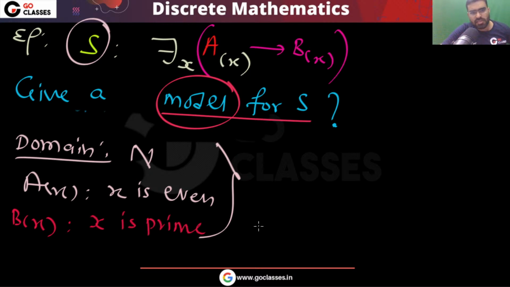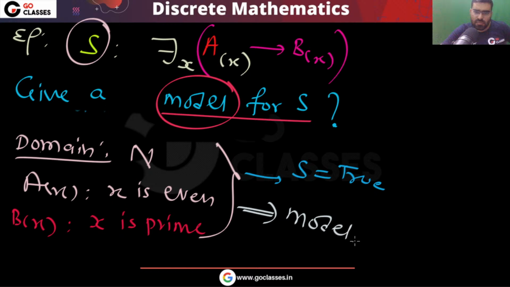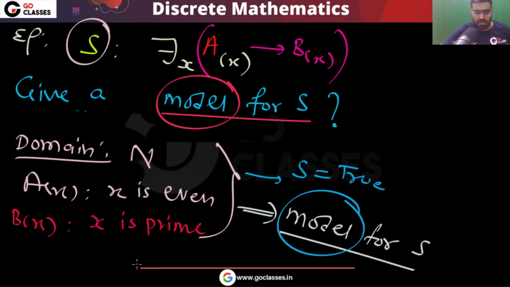Okay. Now you can see that in this situation, for this interpretation, this S will be true. So you can clearly see that this interpretation is a model for S. Okay, clear? So very simple. Like this you can do.